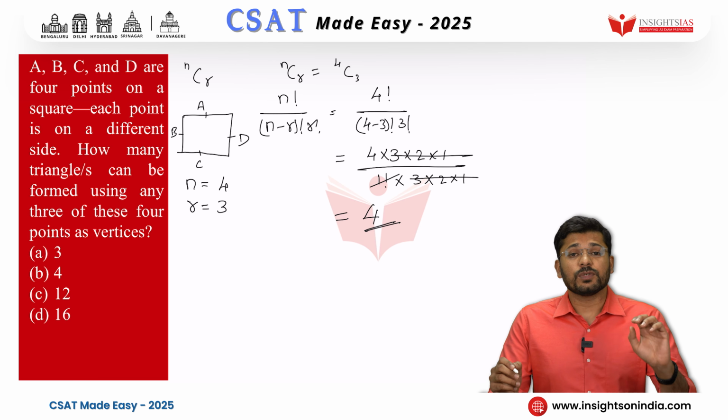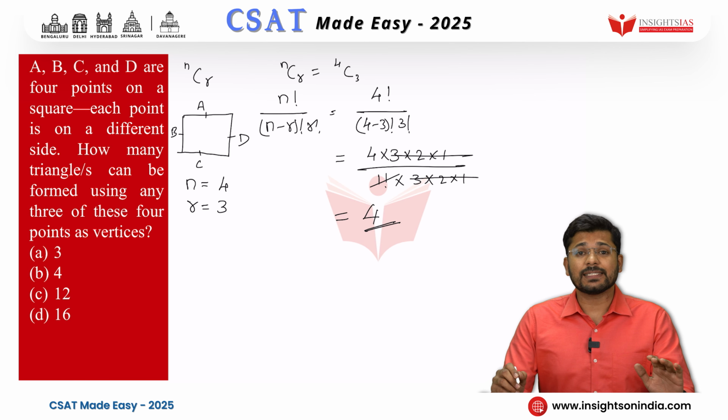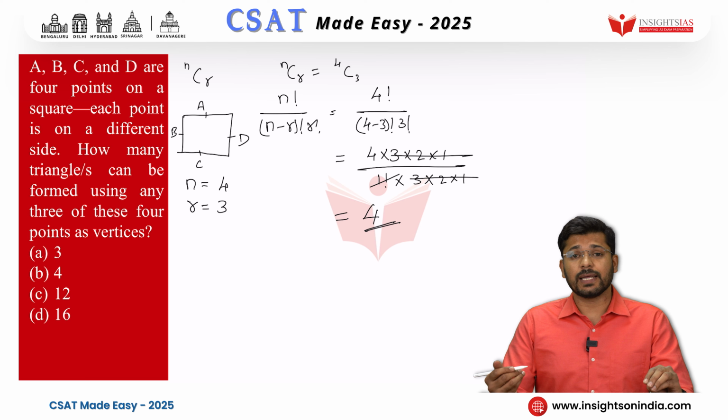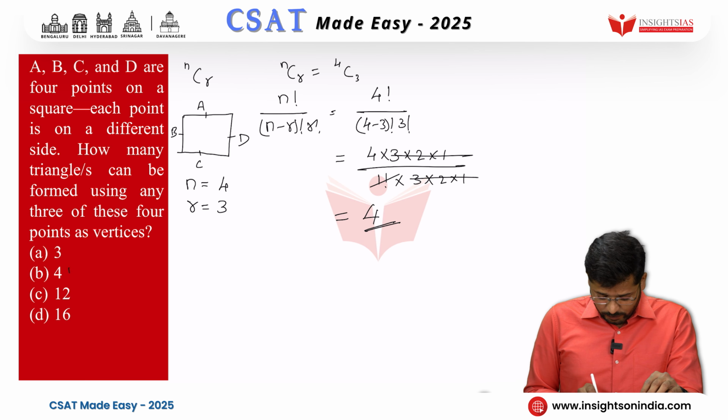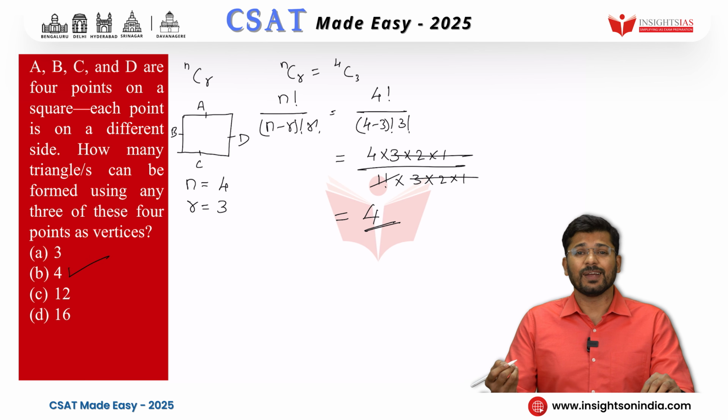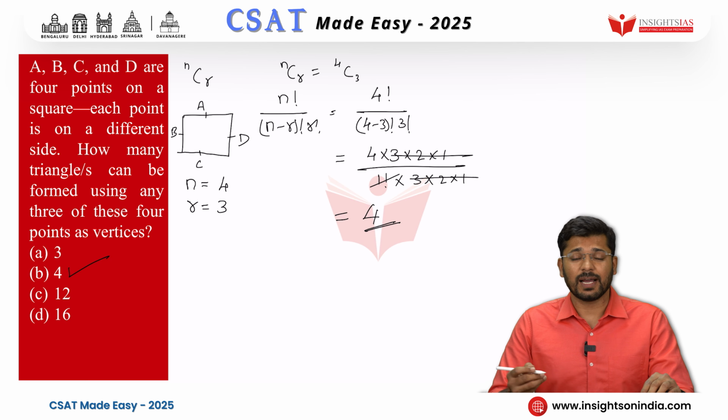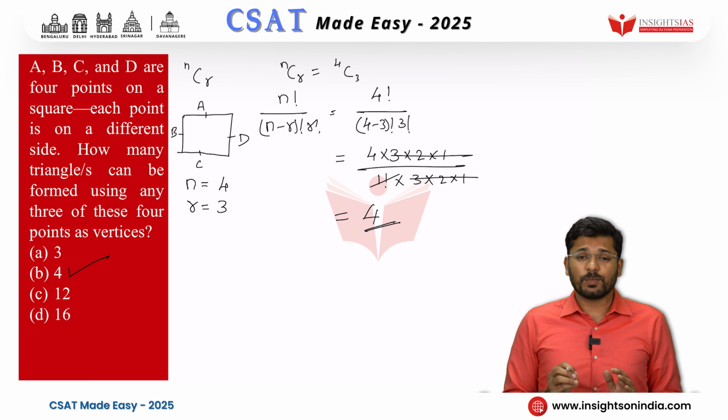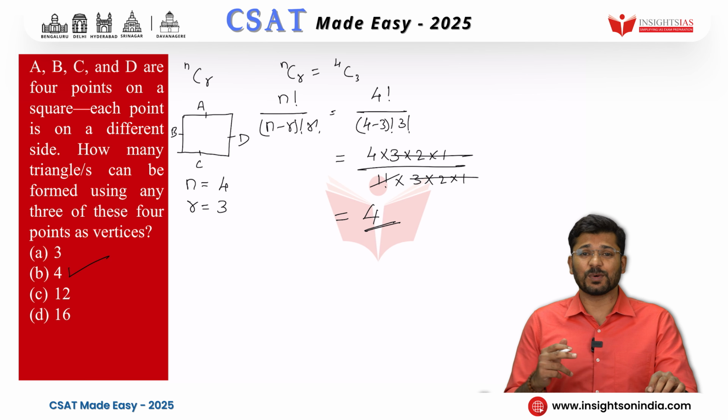So using 4 points, how many triangles can you form using any choosing any 3 of them? That would be 4. Okay. This was a very easy question. You could have counted it manually actually. However, to understand the concept of combination, to understand the formula of combination, we had to solve this. Okay, let's go to the next question.